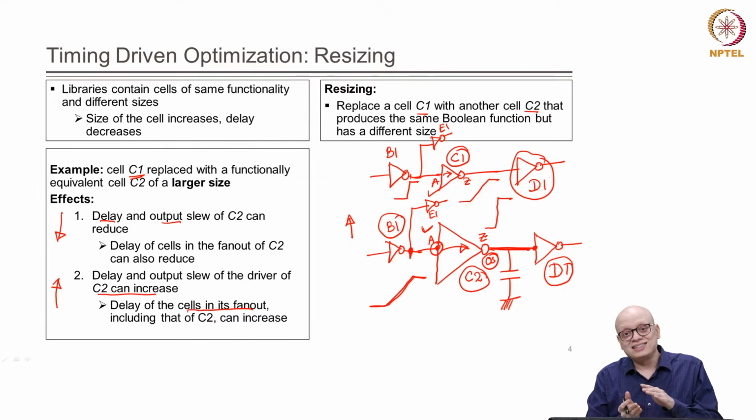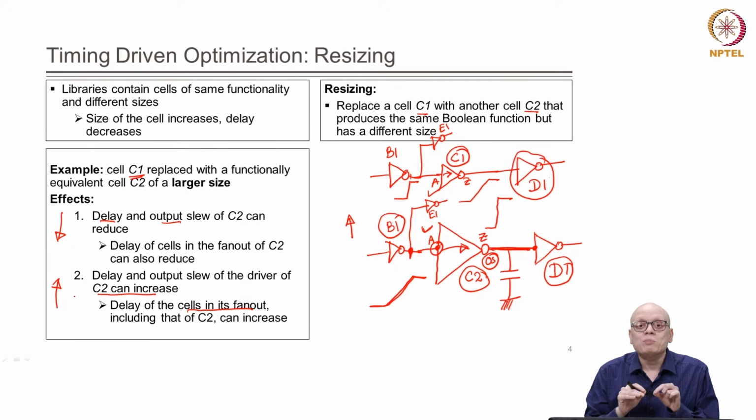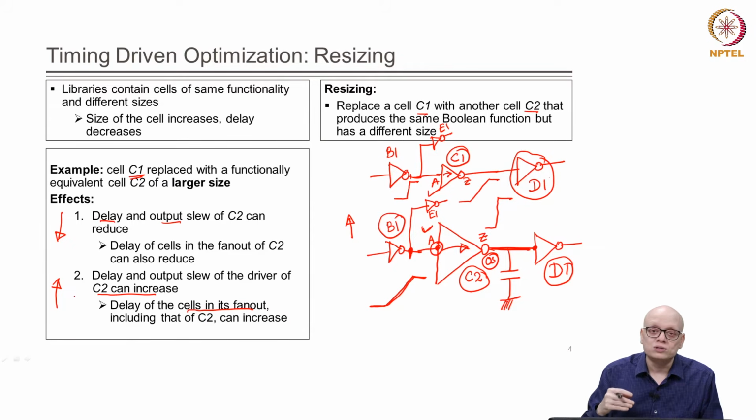Now, if we resize, we have to pick an optimum, right. If we go on increasing the size of C1, at some point the second effect will overtake the first effect and we may not get the required benefit of resizing, right. So, increasing the cell size will not always yield an improvement in delay, right. So, the tool needs to pick the size of the cells more intelligently, right. So, the tools use some algorithm to find an optimum size of the cells and use it for timing driven optimization.